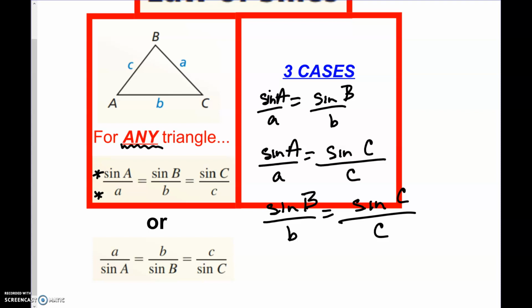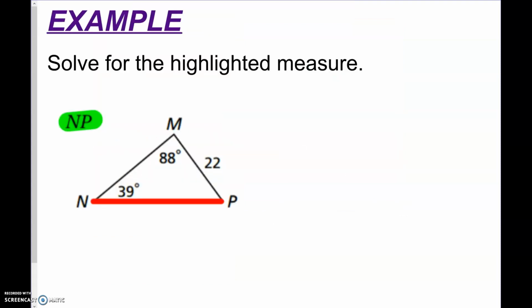All right, let's try a few examples here. All right, so we want to find NP.